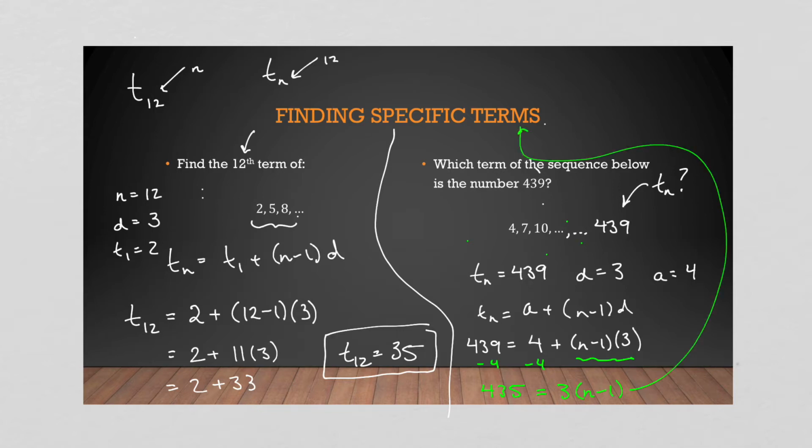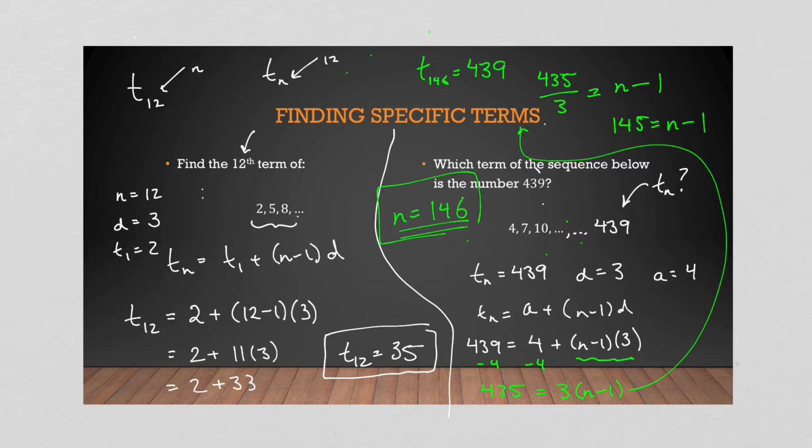So let's keep the algebra going. We're going to divide both sides by 3, and that's going to give us n minus 1, right? We divide by 3, divide by 3. So now we get 435 divided by 3, we get 145 equals n minus 1. And if we add 1 to both sides, we get our n value. We get n equals 146. So it means 439 is the 146th term. So we would have T of 146 equals 439.